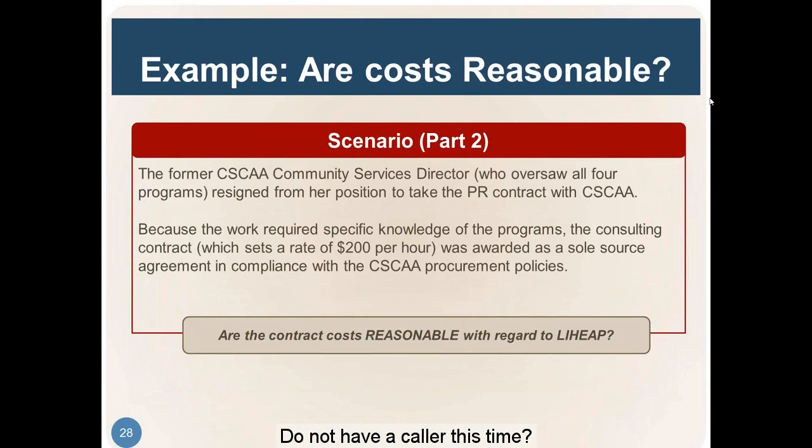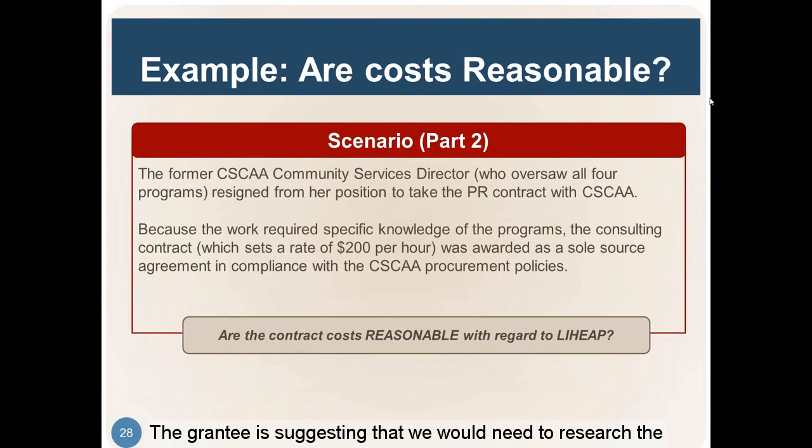Don't have a caller this time? I have one response so far, and the grantee suggests that we would need to research the market rate, or that it might be allowable as an indirect cost. Okay.